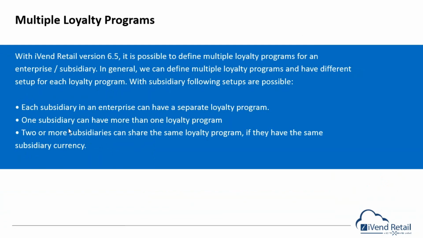So here, two or more subsidiaries can share the same loyalty program if they have the same subsidiary currency. Each subsidiary, which is an enterprise, can have a separate loyalty program. So one subsidiary will have one loyalty program. And suppose you have two or three subsidiaries which have the same currency, then in that case you can use one loyalty program for these subsidiaries. So within one subsidiary there will be one loyalty program.